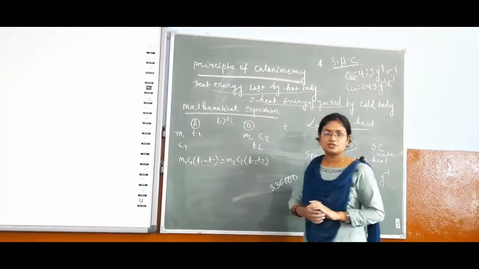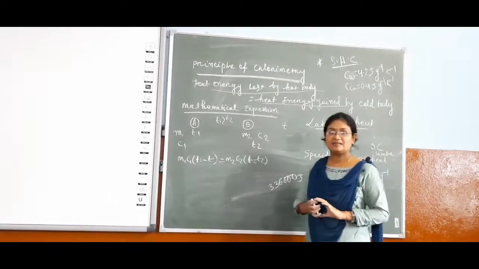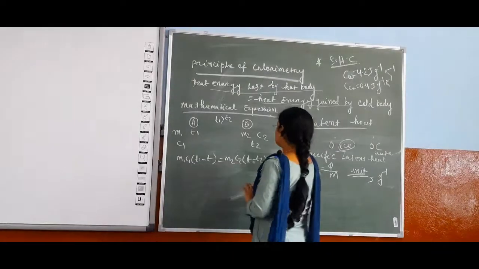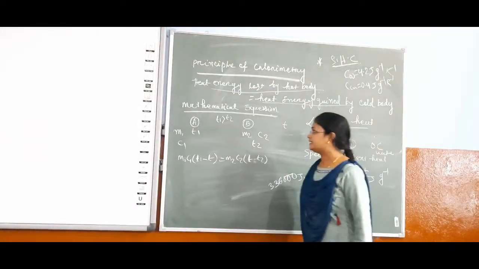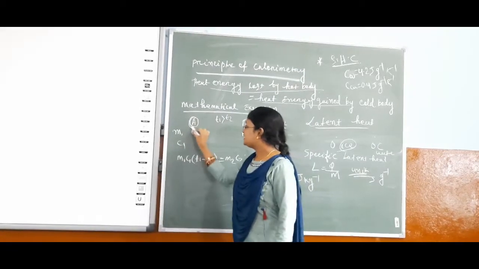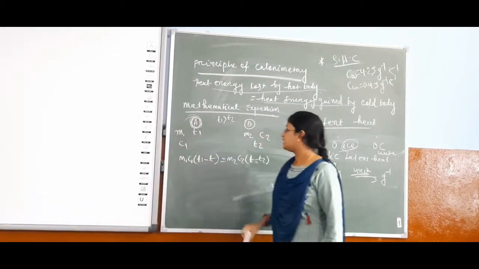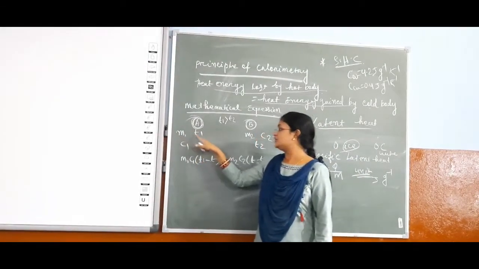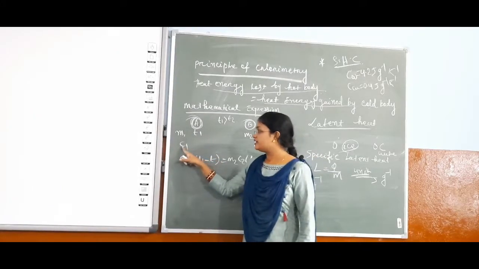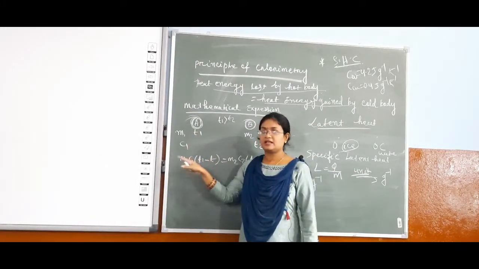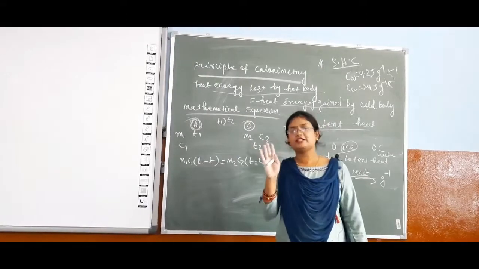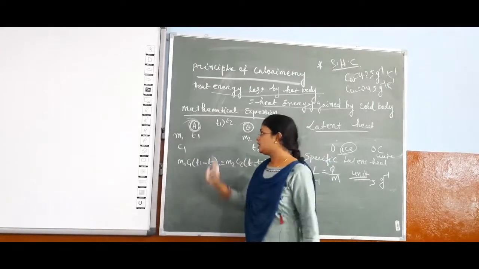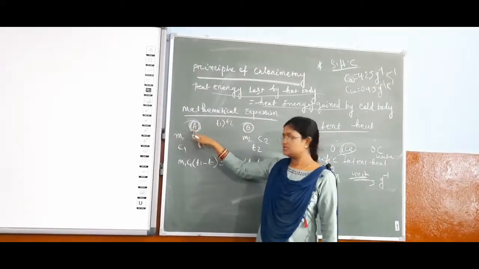So mathematically also we can derive a formula for calorimetry, and you have to use this in your numericals. Let us see how we derive it mathematically. Suppose I am taking two substances. First substance is A, second one is B. The substance A is having mass M1, initial temperature T1, and specific heat capacity C1. Different substances have different specific heat capacity, because the molecular arrangement is different.